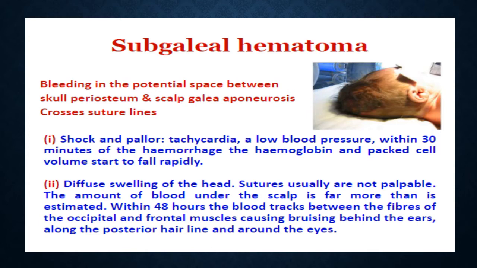So you can see the baby with tachycardia, low blood pressure within 30 minutes of the hemorrhage. The hemoglobin and packed cell volume start to fall very, very rapidly. You have to know that each kilo of the baby equals about 85 milliliters of blood. So if it's 3 kilograms, this means only 85 times 3 milliliters of blood. So any small amounts can lead to fetal shock.